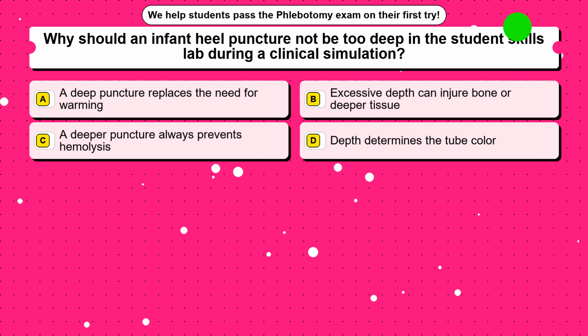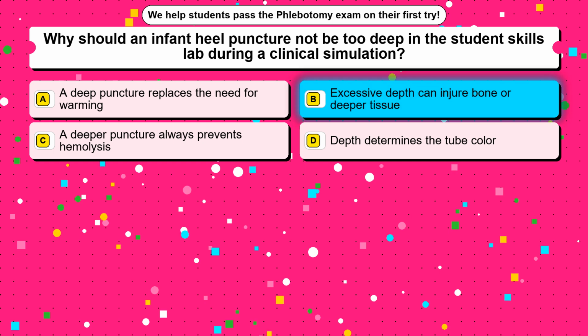Question 76. Why should an infant heel puncture not be too deep in the student skills lab during a clinical simulation? Option A. A deep puncture replaces the need for warming. Option B. Excessive depth can injure bone or deeper tissue. Option C. A deeper puncture always prevents hemolysis. Option D. Depth determines the tube color.